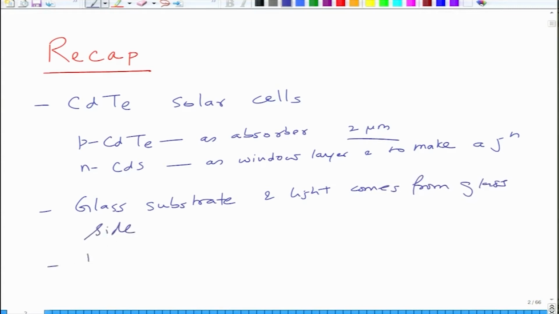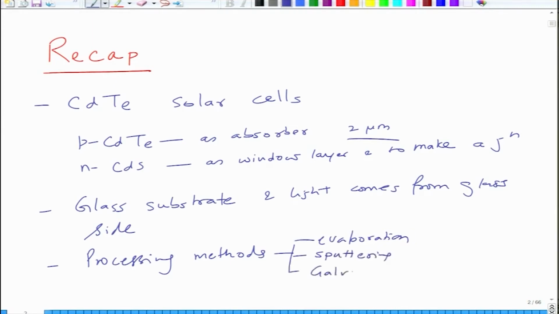We also looked at a few processing methods. We looked at evaporation, sputtering and galvanic reaction. It's a very good material from the perspective of properties. It has an almost ideal band gap. The efficiency of the devices is very good, about 21% or so at laboratory scale, and it is a very promising technology for the future, potentially the one to replace silicon eventually.